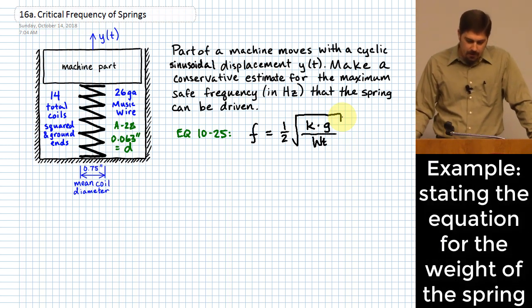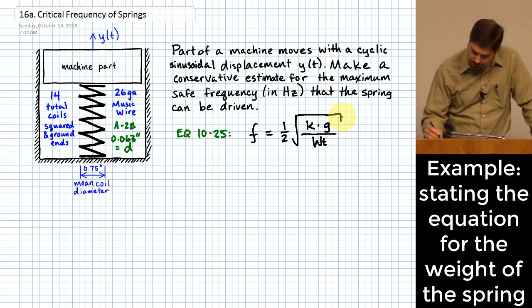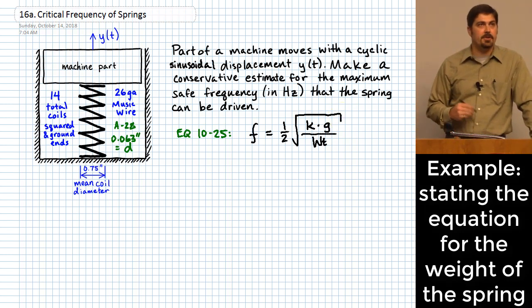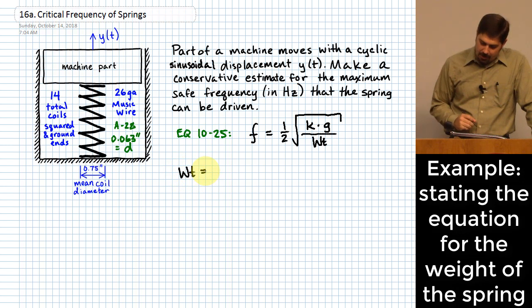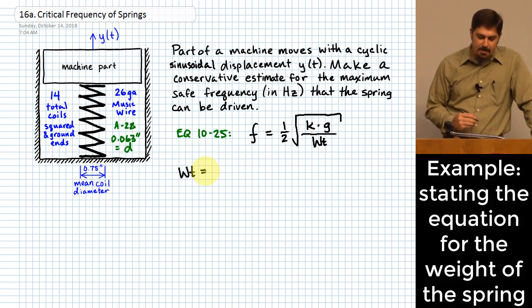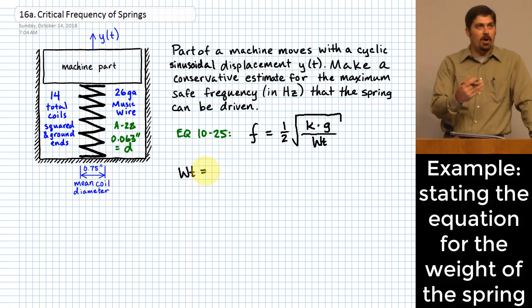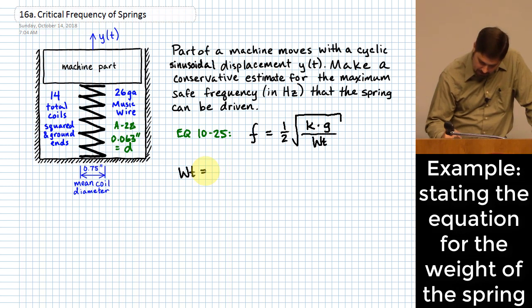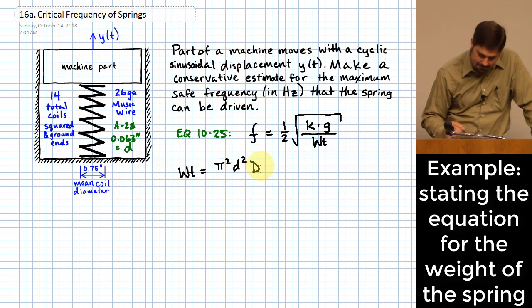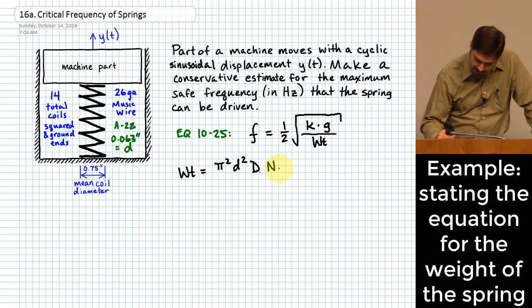All right. So the other thing that it tells you, though, is that this is an equation that makes sense, but you can find the weight of the spring based on a fairly simple calculation that's basically just a volume times a density, if you want to boil it out to its base. But here's how that works. That weight is going to be equal to pi squared times d squared times the mean coil diameter D. Okay, so pi squared times wire diameter squared times mean coil diameter times the number of active coils.